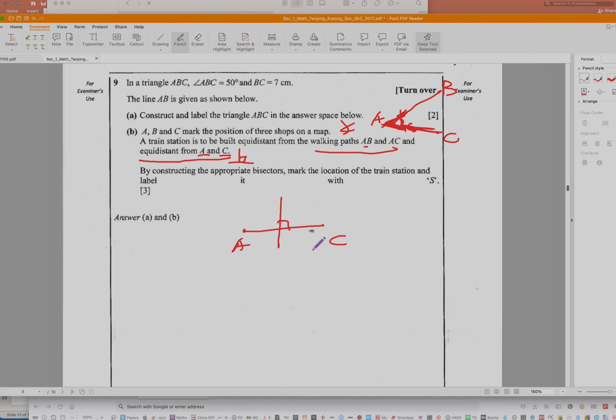Wait, I should use the. You use the compass, yes. Stop using this. Use the compass as much as possible. If you don't use the compass, it's wrong, even if your answer is correct. Because you never follow the method. Because this question is called construction. So the way to do construction is to use the compass.